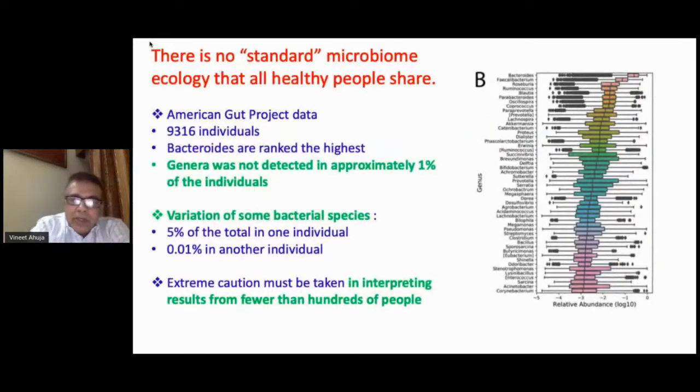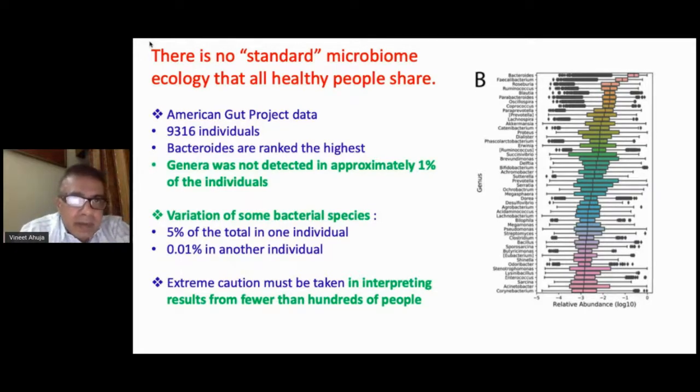When we talk about who and where are they, the first thing we have to understand is that there is no standard microbiome ecology that all healthy people share. From 2010 to 2015, everybody talked about what is the definition of a healthy microbiome. And the definition of a healthy microbiome, which people concurred on, was rich gene diversity, high resilience, high number of firmicutes, high number of bacteroids, low number of actinobacteria and all.